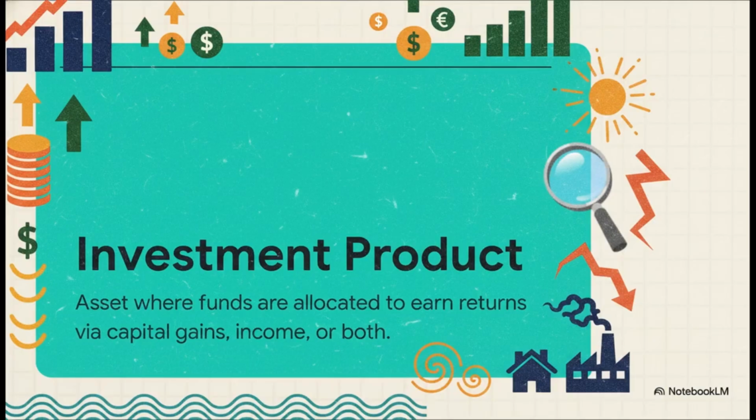Because obviously, no smart investment happens in a vacuum, right? Before we buy anything, we need to define exactly what an investment product is. Basically, it's any financial instrument or asset where you allocate funds with the expectation of earning a return over time. And these returns generally come in 3 flavors. First, you've got capital gains, which is just when the asset increases in value. Then you have income streams like interest, dividends, or rent, or you get a hybrid of both.